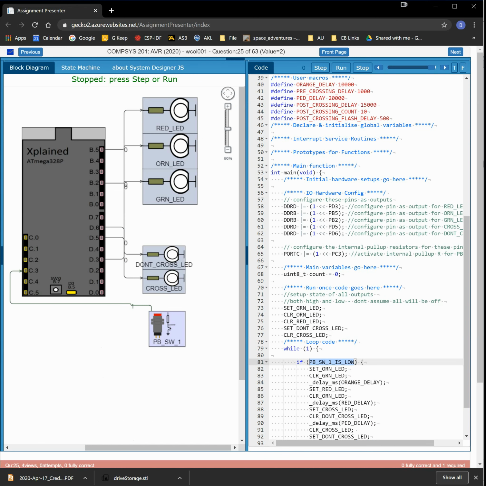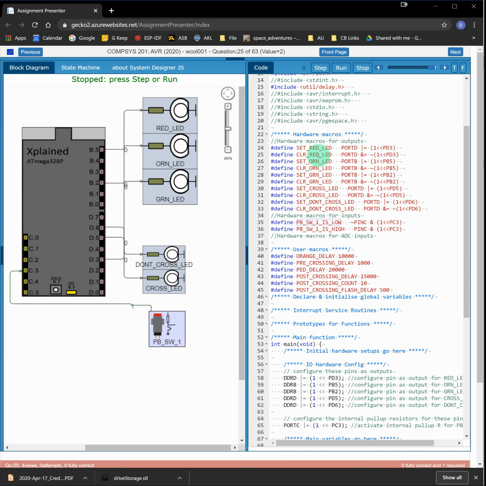For this piece of code, I'm looking at question 25, which is to do with the traffic lights, or the pedestrian crossing lights to be specific. And you'll see these macros. What we do in a macro is we define a really useful name for something which is quite difficult to understand and interpret. So for instance, PORTD OR equals 1 shift left PD3, this sort of thing here. We're going to look at this in detail, but really what it means is turn on the red LED.